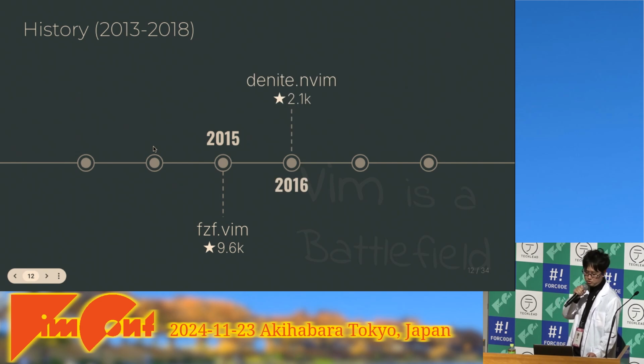Denite.nvim, Shougo's second fuzzy finder, was released in 2016. To overcome the performance limitation of Vim script, Denite utilized Neovim's remote plugin mechanism and implemented its core in Python. This approach significantly improved performance, but Python-based plugins often struggle with stability due to differences in user environments.